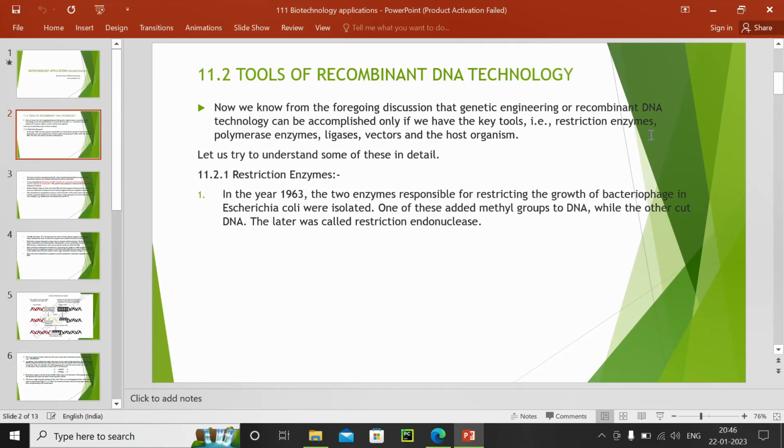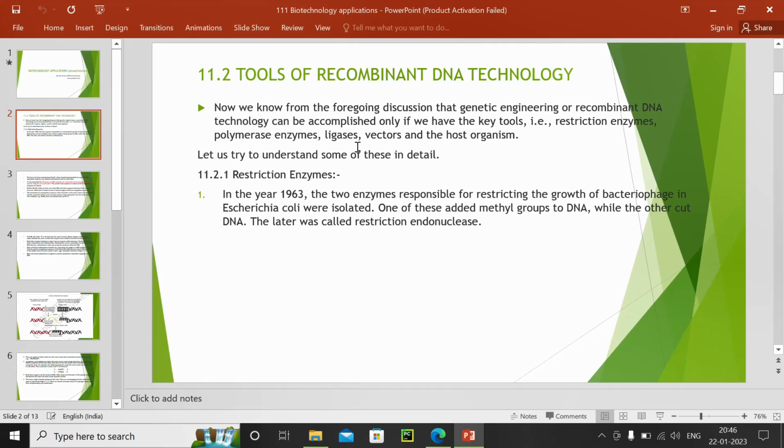So what are restriction enzymes? Restriction enzymes are nothing but enzymes that cut the DNA at particular locations. These are known as restriction enzymes because they are proteins which act as enzymes. Their main purpose is to cut the DNA at a particular location. Polymerase enzymes are responsible for polymerizing the DNA and making its number of copies.